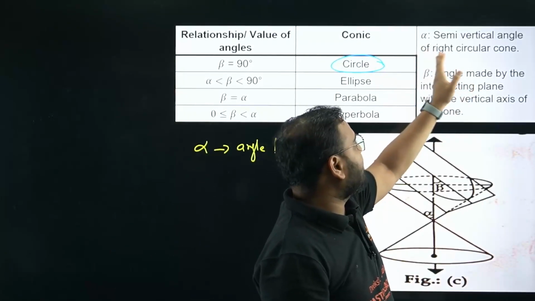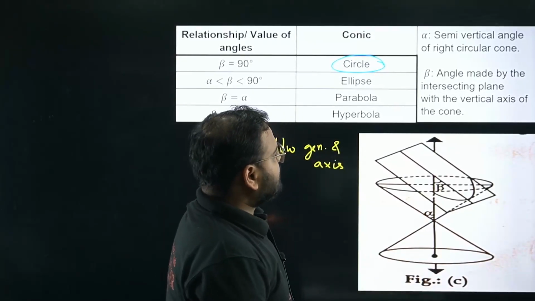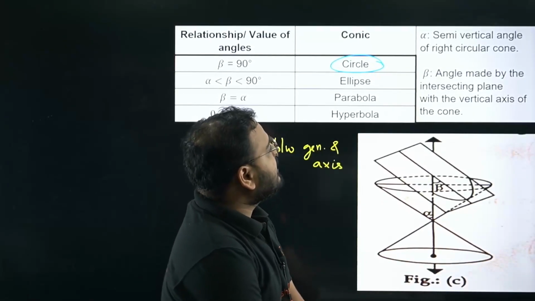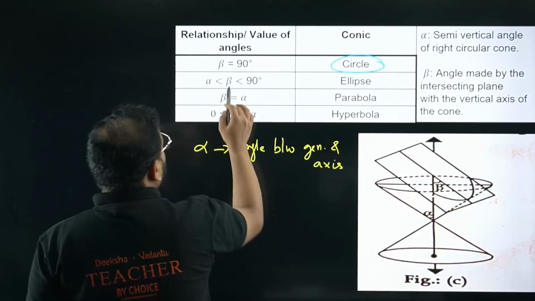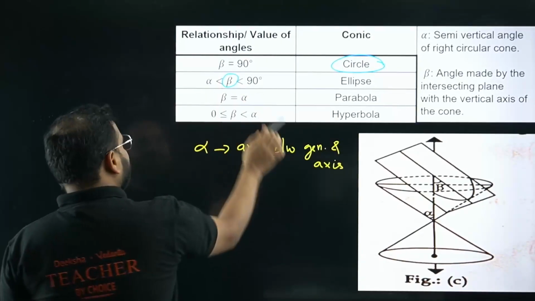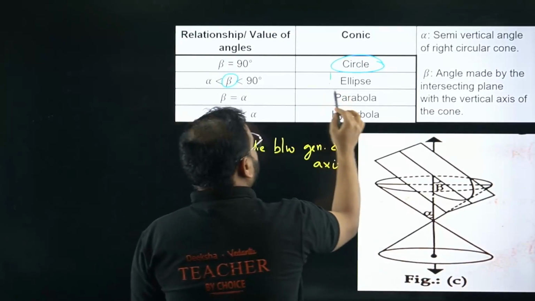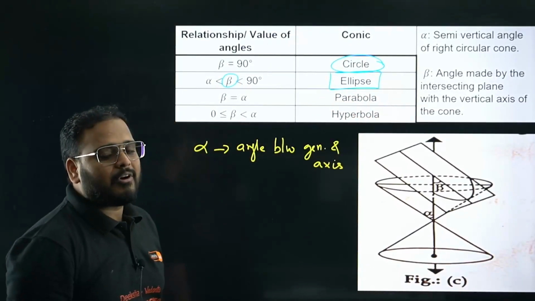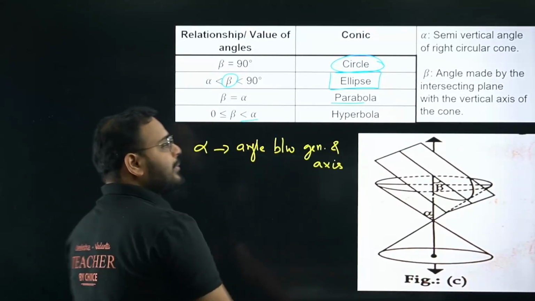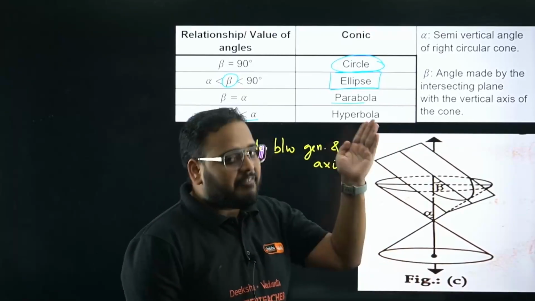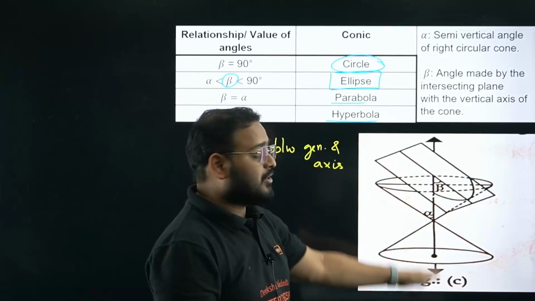I've already taken this over here. Alpha is the semi-vertical angle of the right circular cone, and beta is the angle between the intersecting plane and the axis of the cone. Whenever the beta value is between alpha and 90, you'll get an ellipse. If it is equal to alpha, you get a parabola. Less than alpha means further inclined, and it will be a hyperbola, because you have to get intersections in both nappes.